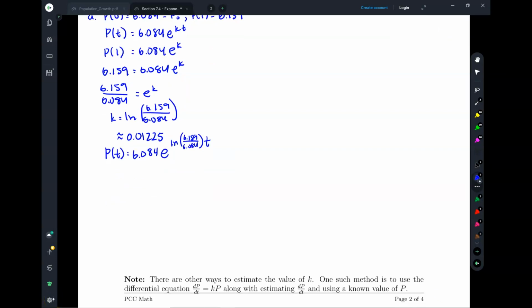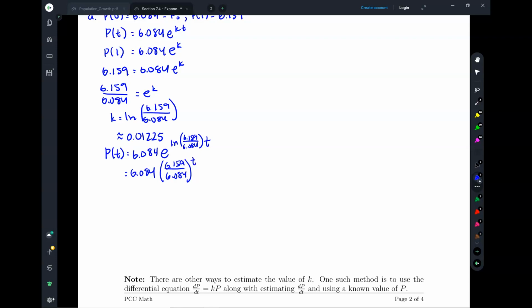And another way you could write this model, I just want to show you a way you could simplify this if you so chose to. Right, e to the natural log of something is the something itself, right? Those things undo one another. So this can also be written as 6.159 divided by 6.084, all raised to the t. That's just another way that you could represent this population model. But I'm going to go ahead and leave it in its exponential form, just because that's kind of the general form that we have.